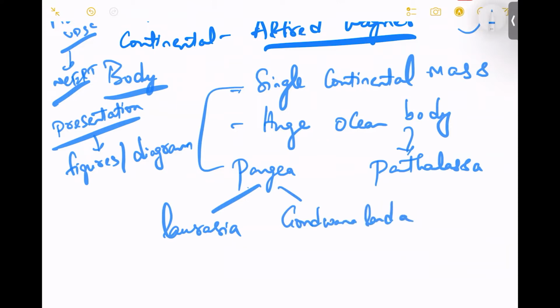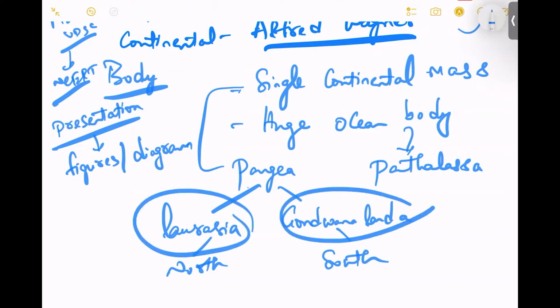So this particular Laurasia has gone towards the northern side. This Gondwana land is the southern side. Okay. And subsequently, this particular Laurasia and Gondwana have further split into the 7 continents of the day. Okay, this is the theory.